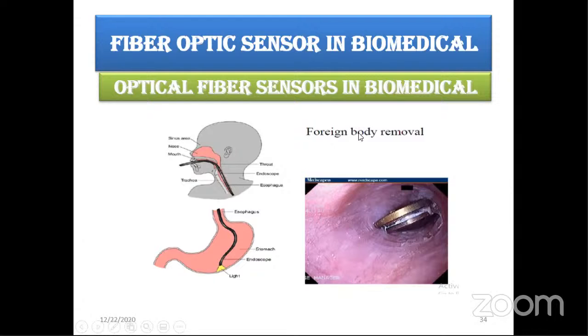Actually here, in foreign body removal, optical fiber sensors are used. The foreign body is removed by inserting the optical cable, and light is propagated inside it by using some light source. The light travels through. If the intensity of the light changes, that is, if a parameter of the light changes, based on that this foreign body will be identified and it will be removed.